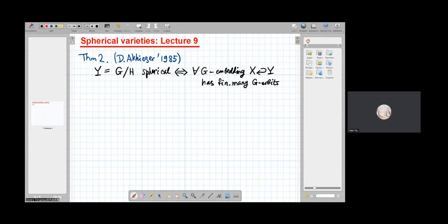This terminology was introduced a few lectures before, when we defined what is a spherical variety. So yes, Y is supposed to be open in X, of course. As I said, this is yet another characterization of spherical homogeneous spaces. And actually, this is an important characterization in terms of this finiteness condition for all equivariant embeddings. Let's turn to the proof of this theorem.